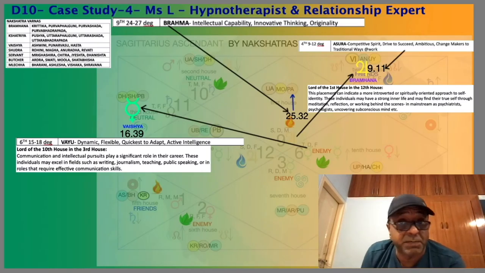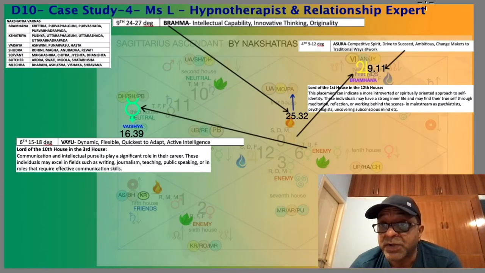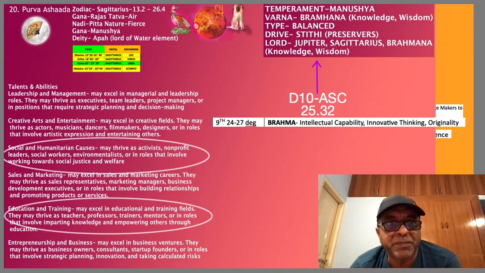Even for the relationship expert. So now let's see what her Lord of the Ascendant. Let's see the Ascendant first in D10. So the Ascendant is in Purvashada Nakshatra, right? So Purvashada Nakshatra at 25.32. Is there any hint of the profession here?